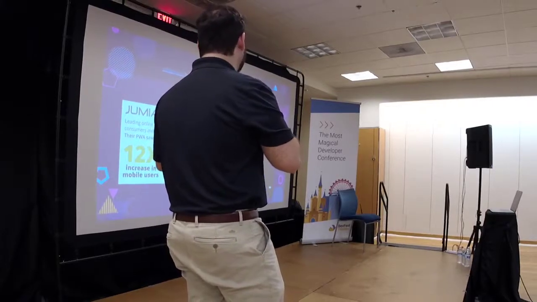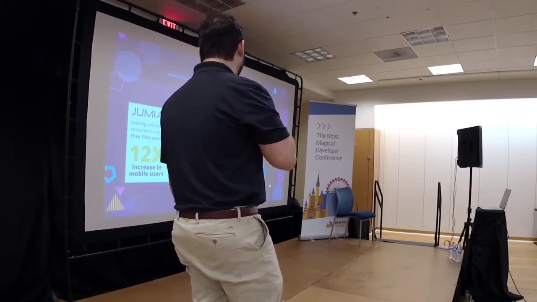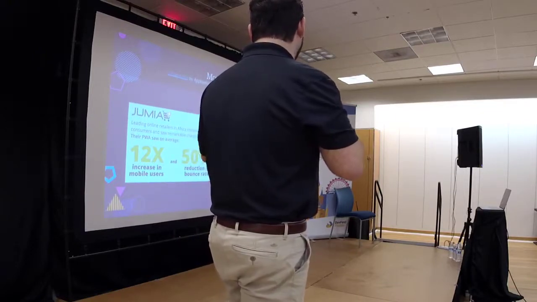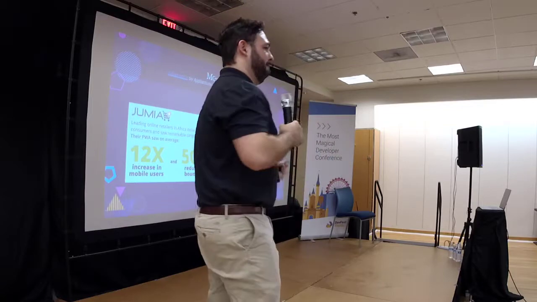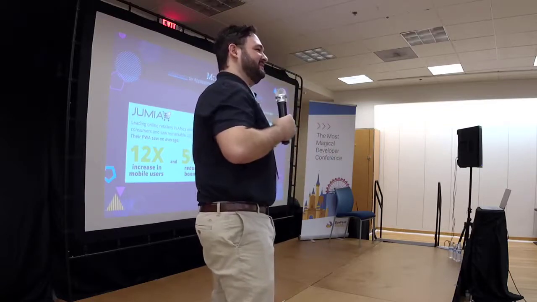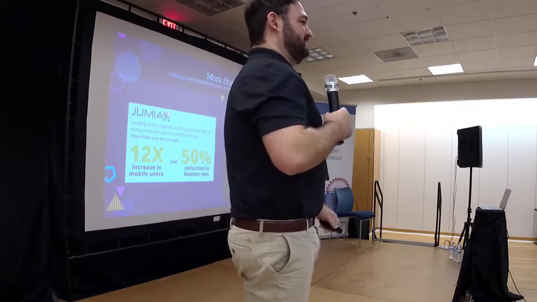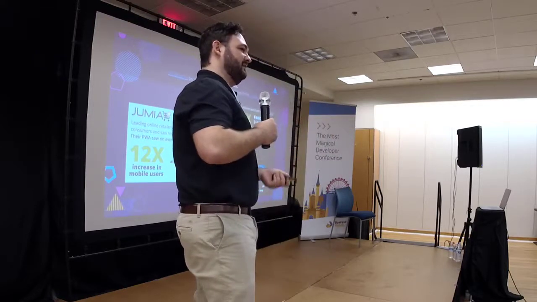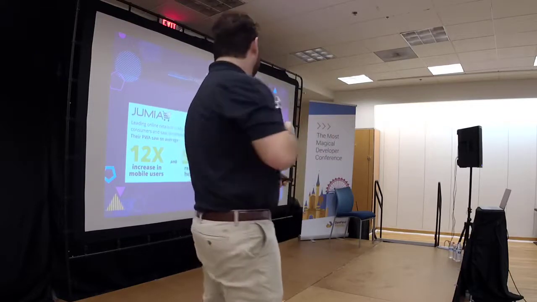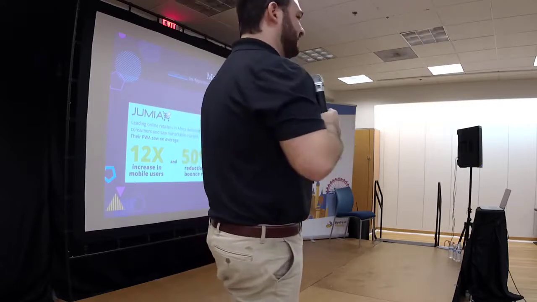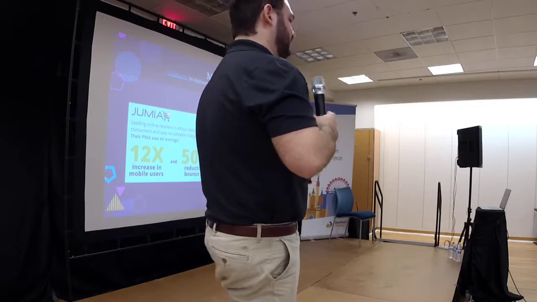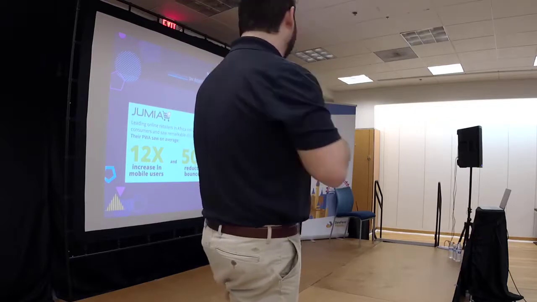Jumia, which is an e-commerce site in Africa, saw a 12-time increase in mobile users and a 50% reduction in bounce rate. Anybody have any ideas on why that is? Yeah, exactly. So they've got lower-end devices, they've got poorer connections than you and I do here in the States. So for their device, it's a lot faster to load a PWA, which is just a website, versus a native app, which has to be bundled with a lot of other code.